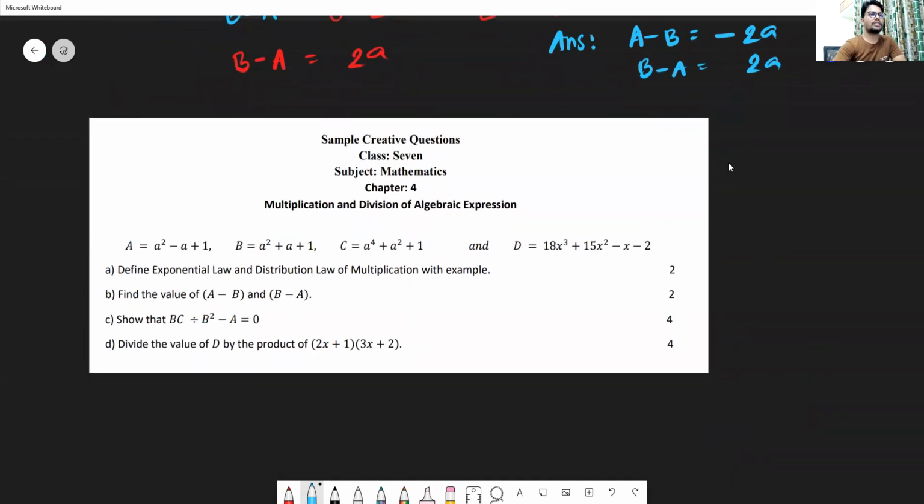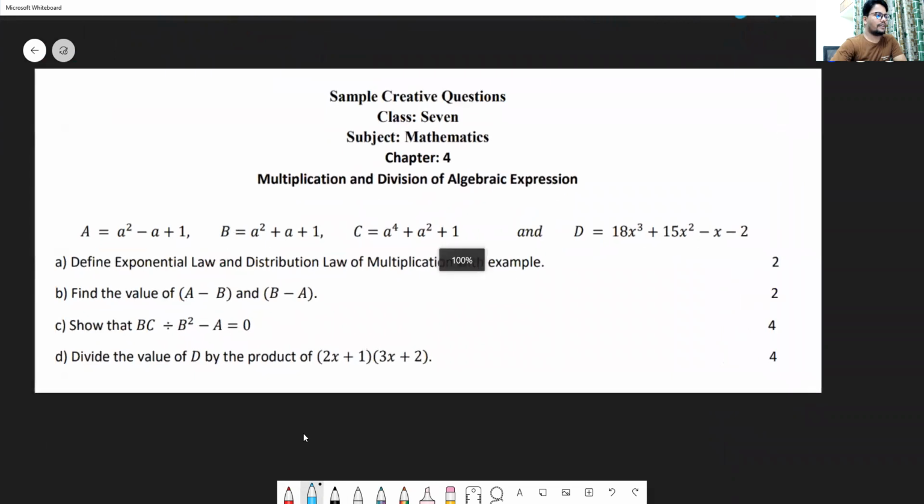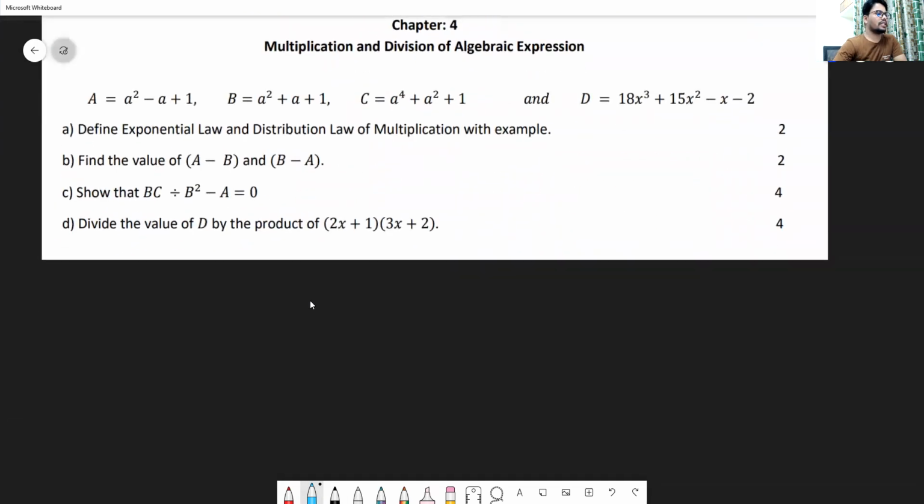Question number C, another most important question. Here, show that BC divided by B square minus A equals 0. First, you can work on the left side. For C, there are 2 different methods we can apply here. First, we can multiply B and C, then the total result will be divided by B square. This is one method. Then A will be subtracted from the total result. But we can simplify here. Then we will start the calculation.